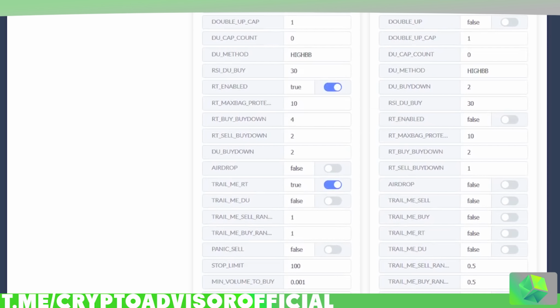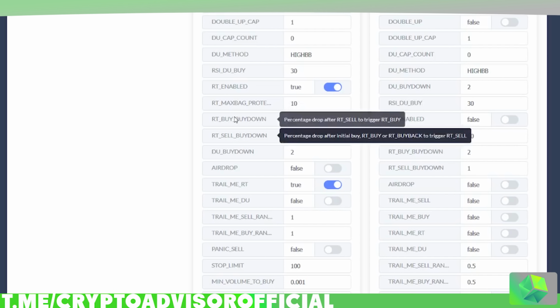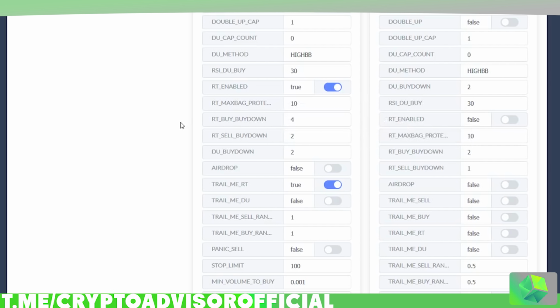And so what reversal trading does is it actually allows Gunbot to sell for a loss, but then it enters sort of a reversal trading mode where it knows that you sold for a loss, and it's looking for a buy with the reversal trading settings. So let me explain that to you guys real quick. So first, what you're going to want to do is you want to enable reversal trading. And you don't really have to worry about RT max bag protection. You can read more about that on the wiki. But these are really the most important settings, and this is what you're going to have to find on what works the best for you.